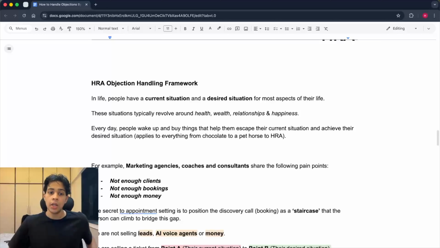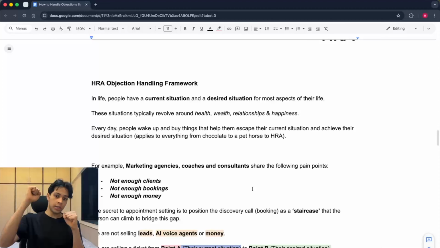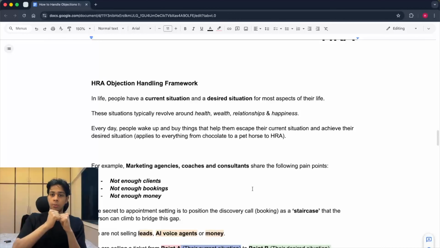The secret to appointment setting is to position the discovery call, the appointment booking, as a staircase that the person can climb to bridge this gap. Pretty straightforward. You can tell them, okay, John, you are here, you're struggling here, you don't have leads, and you want to get to this position where you want leads. This appointment that you book with us is going to show you exactly how we're going to help you do that. So you're going to bridge that as a staircase between them currently and them getting to their goals.